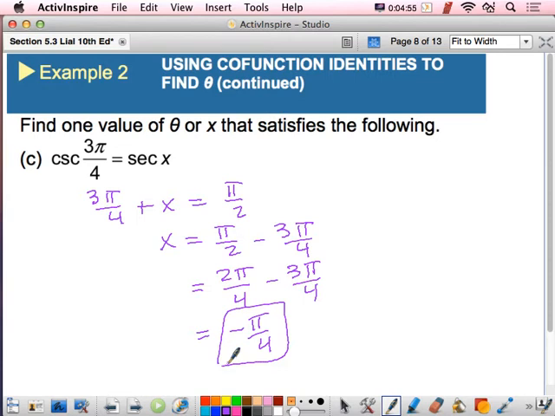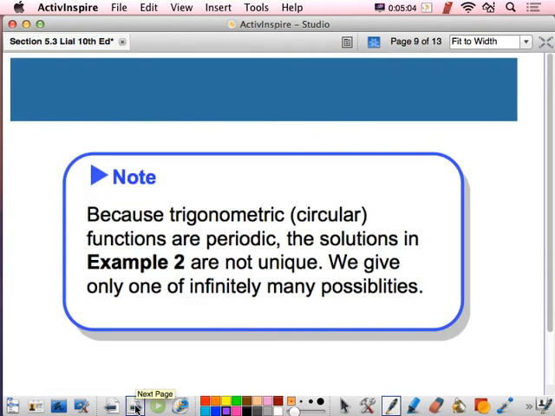Will you ever ask for more than one? No, but I just want to make sure we remember that that is how we find coterminals with radians. Okay. Let's see what's next.